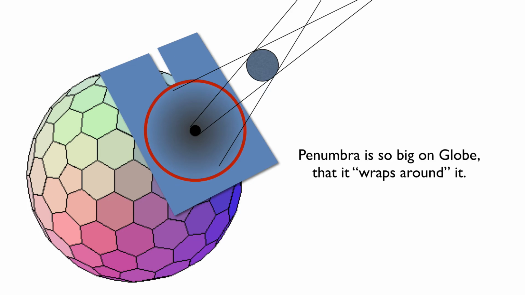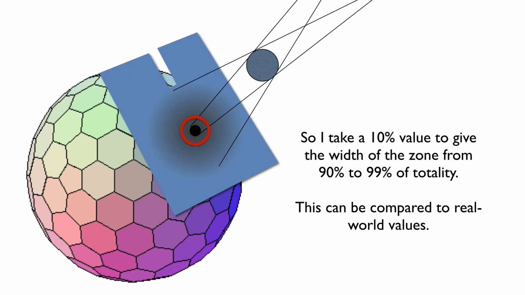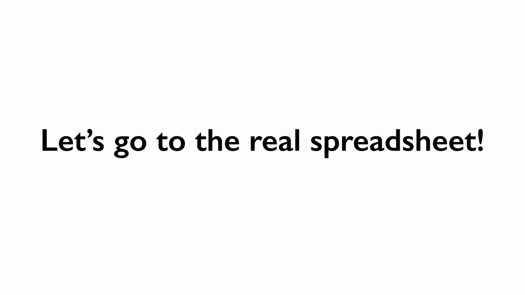But the problem with the penumbra is that it is so big compared to the globe that it actually wraps around it. So what I did in the spreadsheet is I have a 10% value. So instead of this big large circle, I have this small circle. I have a 10% value to give us the width of the zone from 90 to 99% of totality. And that's a lot easier to compare with the real world values because it's right next to the umbra. You've got the width of the umbra, and then you've got the width of this sort of donut, which is the 99 to 90% partial eclipse value. So the whole point of the spreadsheet is to automate the calculations, but then you can have fun with it and compare it to real world values. So without further ado, let's go to the actual spreadsheet.